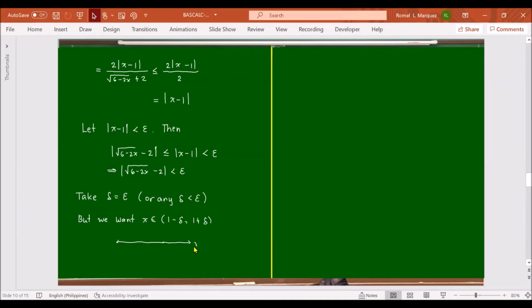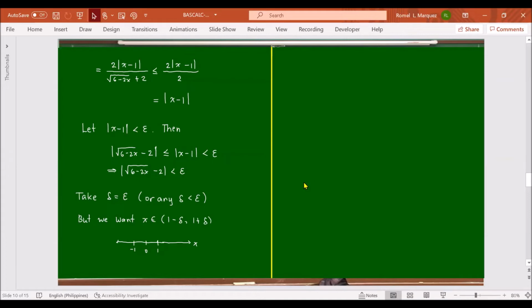So this is our number line x. And our center is 1. This is our a. So we have 1, this is 0, this is -1.